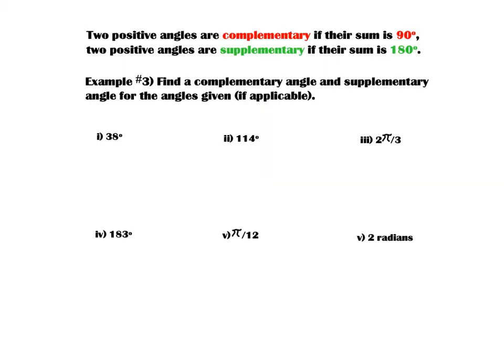Okay, let's keep moving. All right, two angles are complementary if their sum is 90. Now the two angles have to be positive angles. Okay, we've talked about that on the very first slide, but we'll go ahead and get into that again in a minute practically. Two positive angles are supplementary if their sum is 180. Let's find complementary angles and supplementary angles for each angle given if applicable. So if the angle is not less than 90, we can't find a complement, and if the angle is greater than 180, we can't find a supplement.